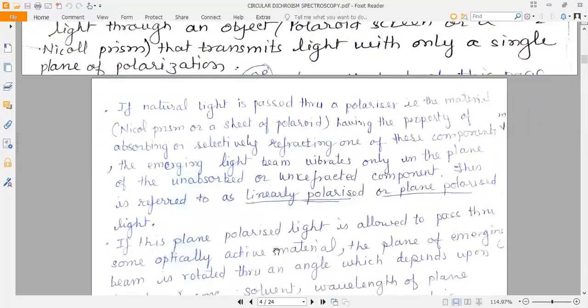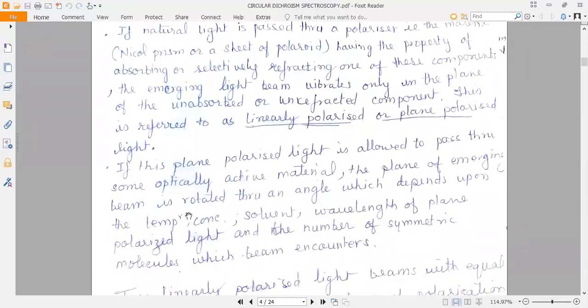polarized light कहलाती है. If this plane polarized light is allowed to pass through some optically active material, the plane of the emerging beam is rotated through an angle which depends on the temperature, concentration, solvent, wavelength of the plane polarized light, and the number of symmetric molecules which the beam encounters.